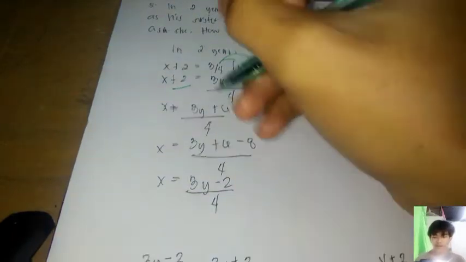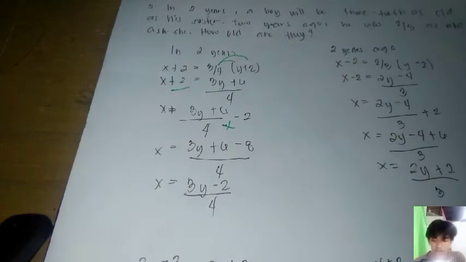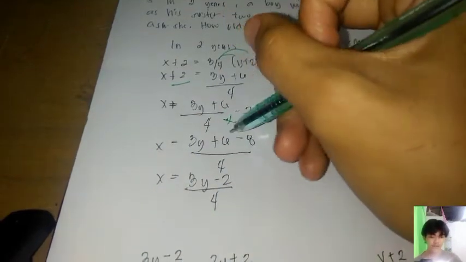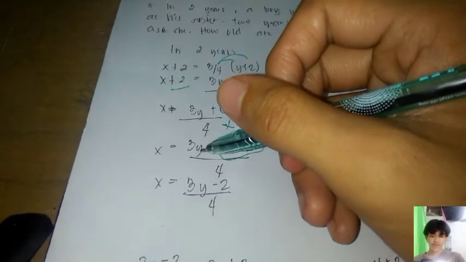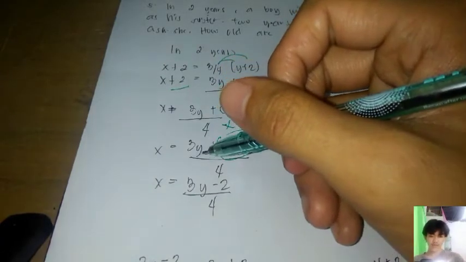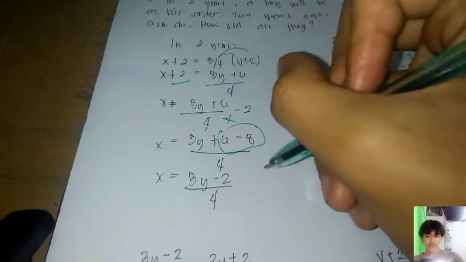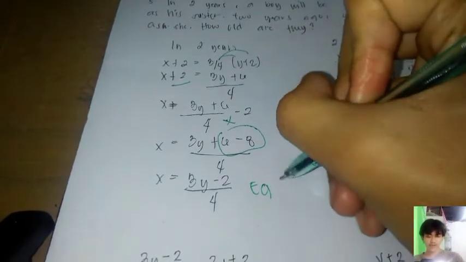So let's multiply this. So x is equals to (3y plus 6 minus 8) over 4. So let's subtract this one. So we have x is equals to (3y minus 2) over 4. So that's the equation 1.